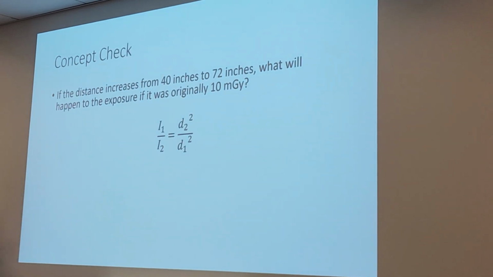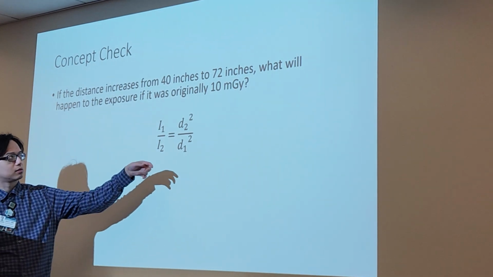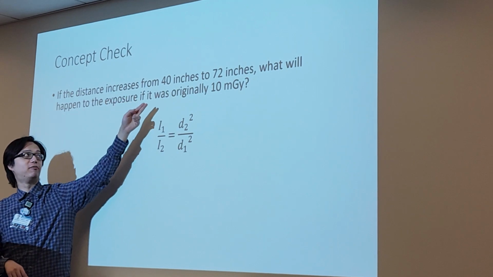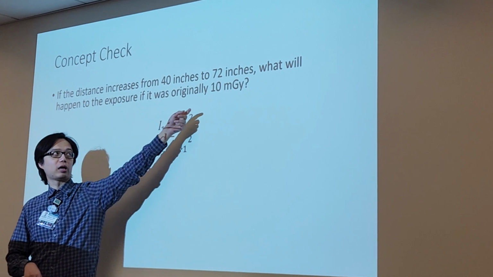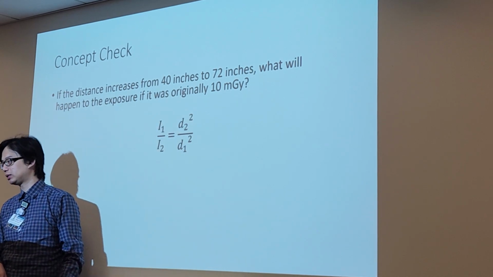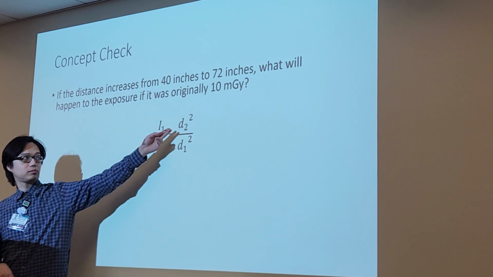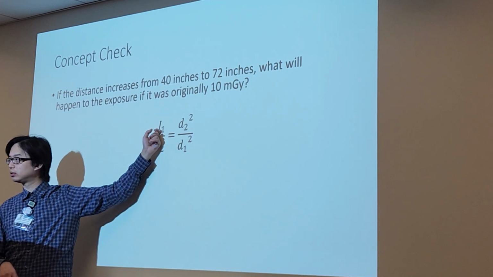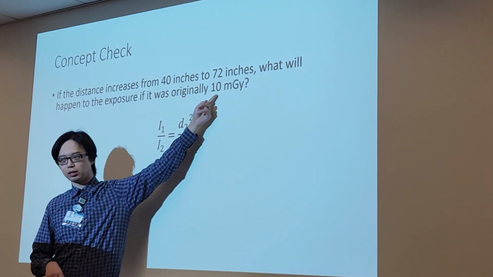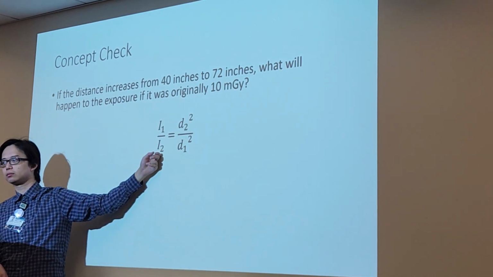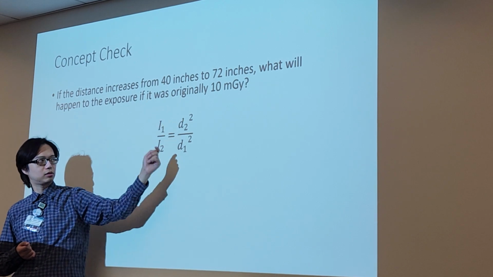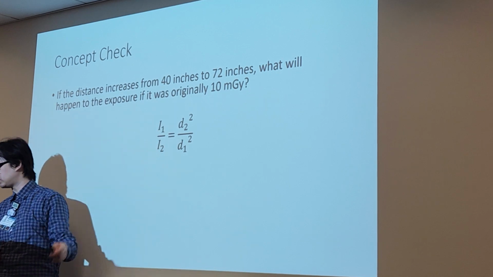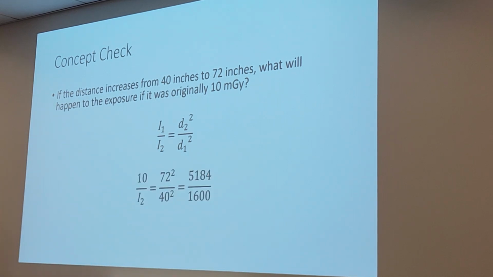So inverse square law, let's try it out. We've done this before, so it shouldn't be too bad. We have our SID, it's changing from 40 to 72. What is our exposure going to be if it used to be 10 milligrams? What is our new exposure? So what do we put here for intensity 1? 10. Good, that's our 10 milligrams. Intensity 2? We don't know it yet. Distance 2? 72, good. And distance 1? 40, great job.